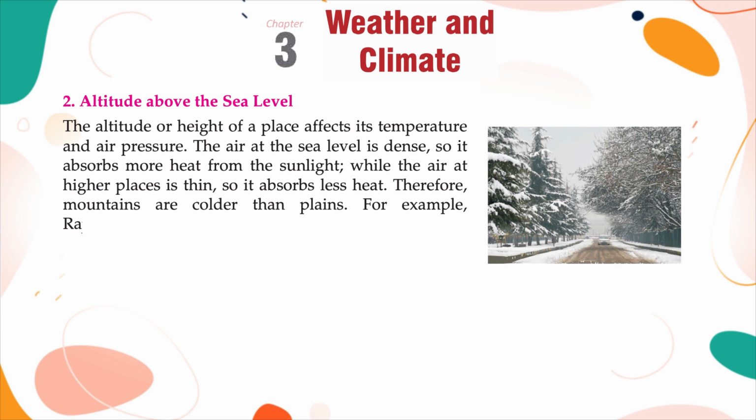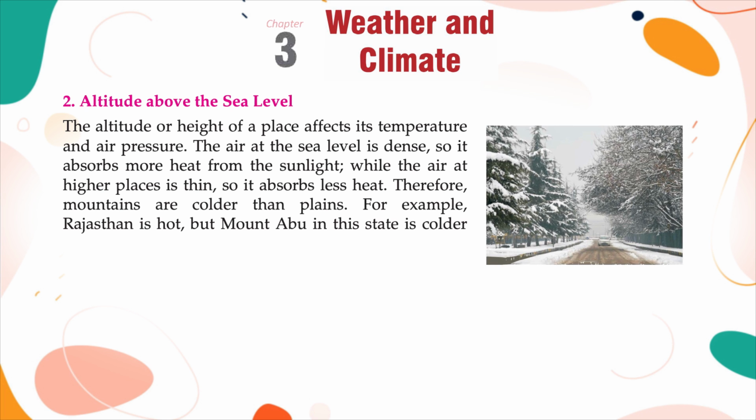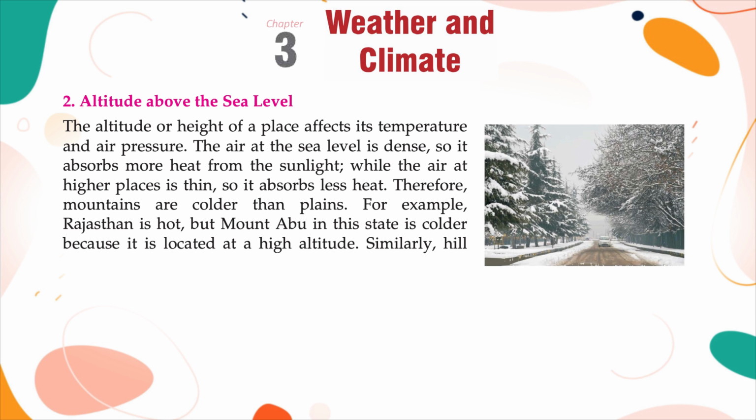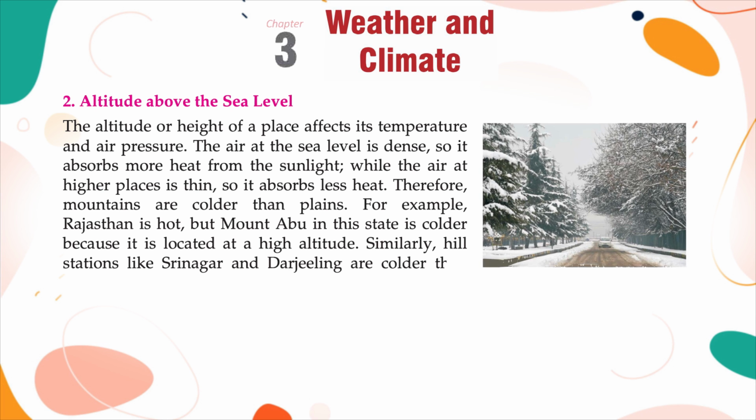For example, Rajasthan is hot, but Mount Abu in this state is colder because it is located at a high altitude. Similarly, hill stations like Srinagar and Darjeeling are colder than places like Delhi and Chennai.